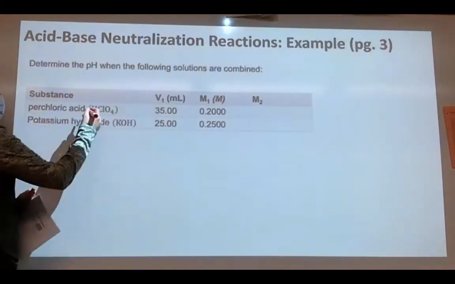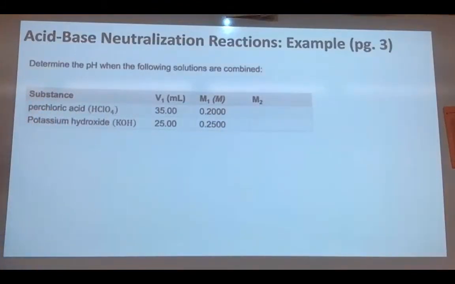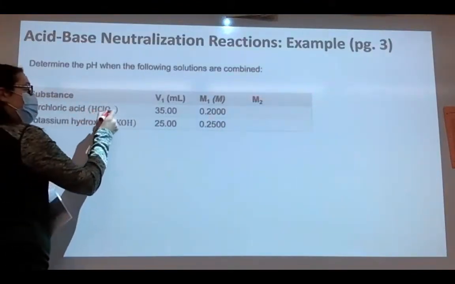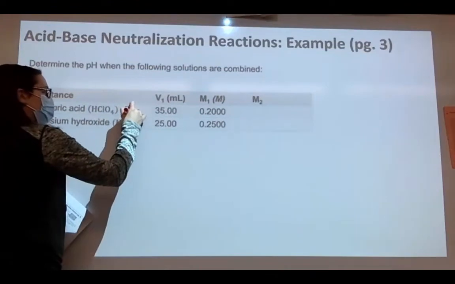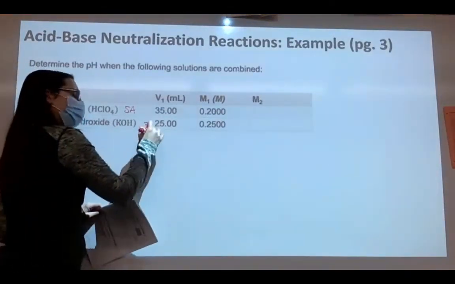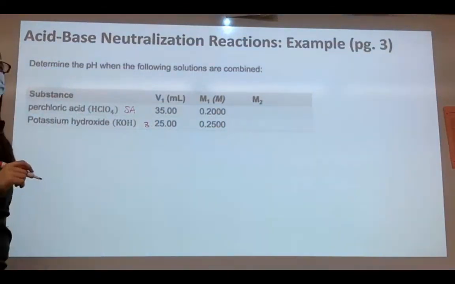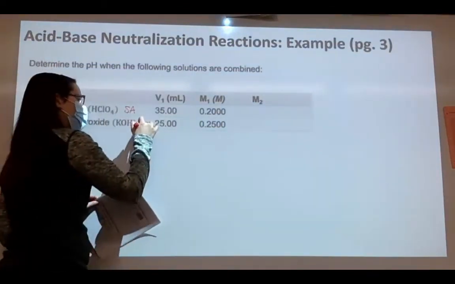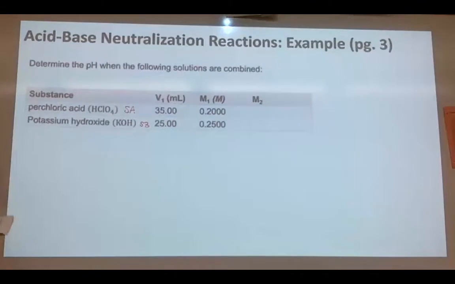Perchloric acid, HClO4. HClO4 is one of the 7 strong acids. So I'm just going to label that SA for strong acid. Potassium hydroxide. So hydroxide means it's a base. Look on the periodic table. Potassium is part of that lowercase b, so this is a strong base. So we have a strong acid and a strong base mixing together.